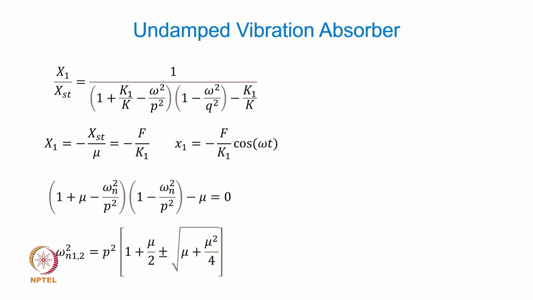And this is the expression. If you solve this equation, this is the expression for the two natural frequencies, or two resonant frequencies, that we get. If you know or use the mass ratio mu, then the two natural frequencies can be easily obtained. Now, a small discussion is in store about what role is played by this mu, okay?